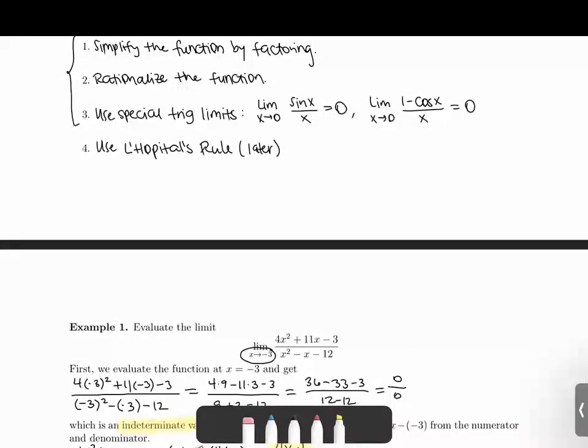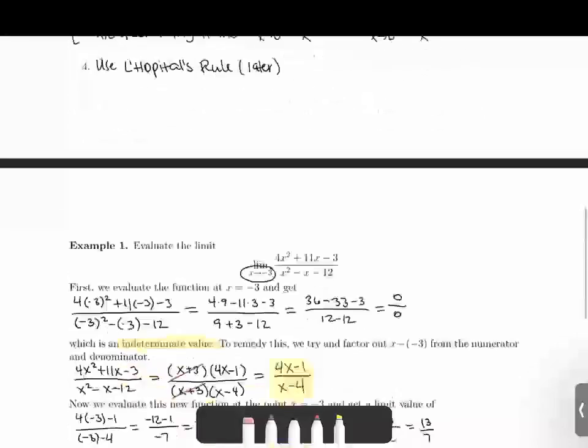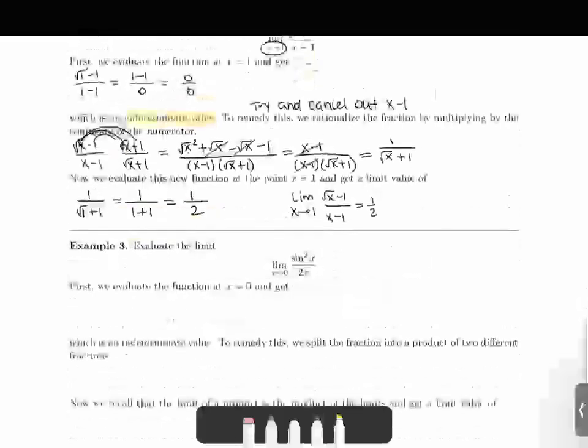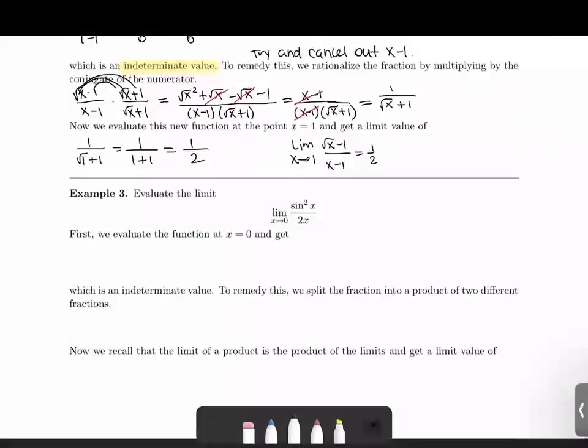So if I have a sine, I try and get a sine of x over x. And if I have a cosine, I try and get a 1 minus cosine x over x. So those are our strategies for trig functions. Again, we're going to start out the same way. We're going to try and evaluate this at our limit point, which is 0.